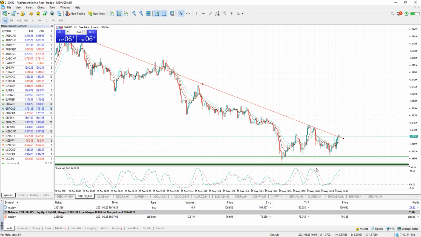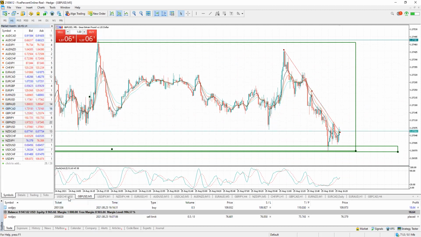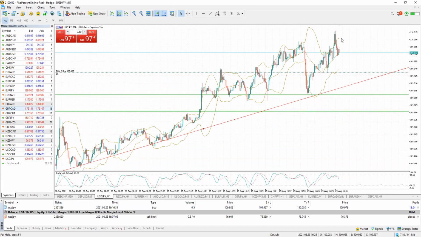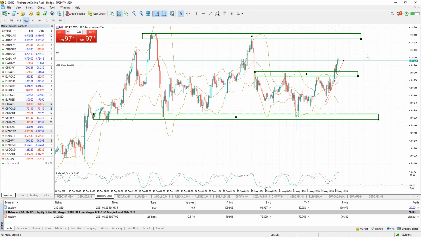Actually, on the GBPUSD, I took my stop loss to break even. It made another reaction, and the line is moving up, so let's continue. It will probably hit this supply level here very soon.